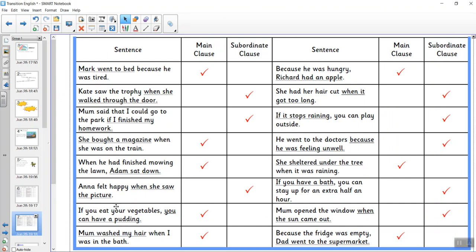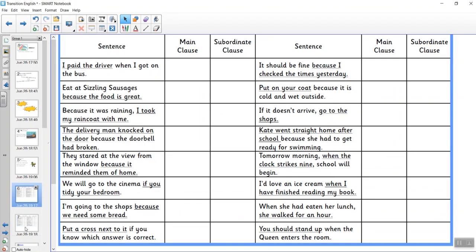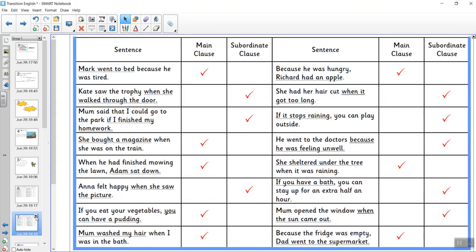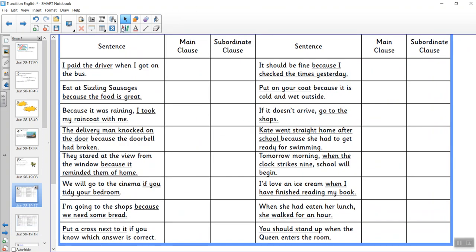This is an interesting one here because... Oh, well, that's no good. Those are the wrong answers, aren't they? It's not going to help us. We better do it together.